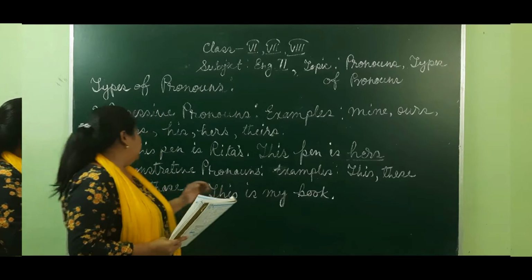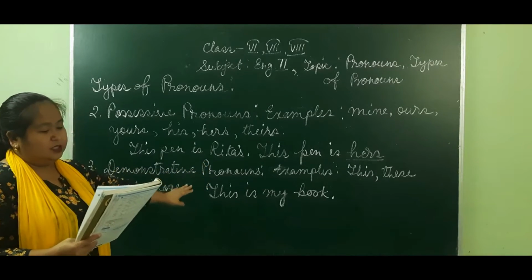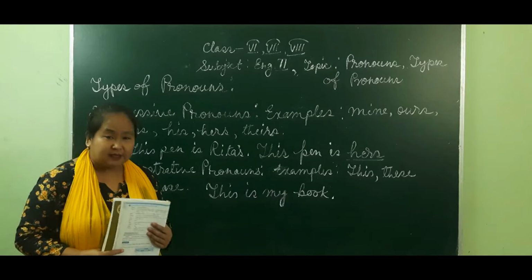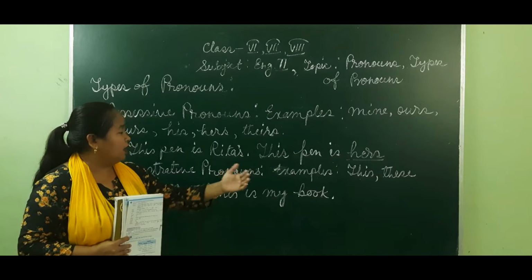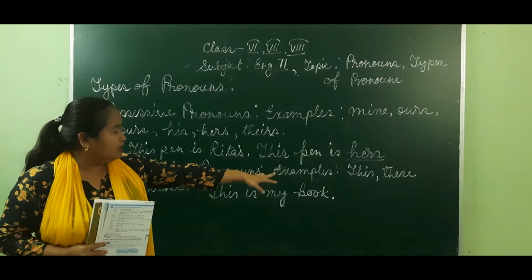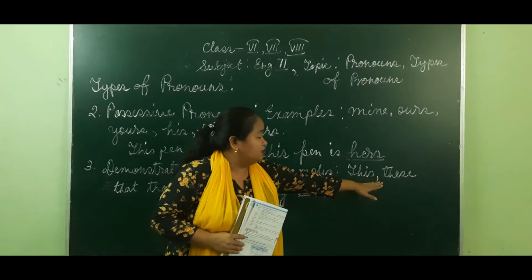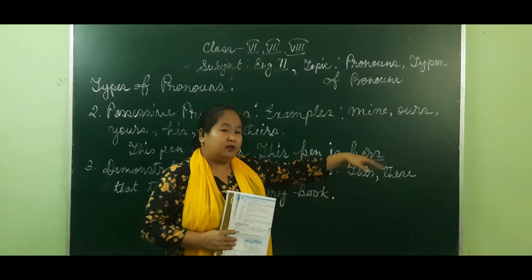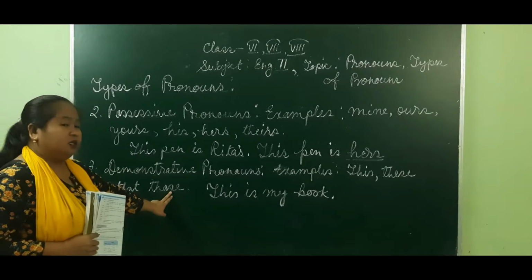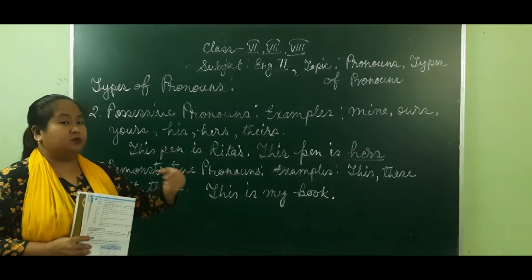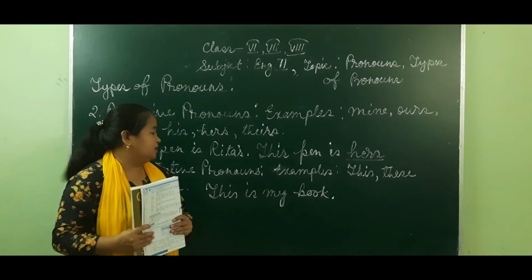Third type of pronoun is demonstrative pronouns. Demonstrative pronouns are words that indicate nouns in a sentence. Demonstrative means to demonstrate, to show, to show a noun in a sentence. Examples: this, these. This is used with a singular noun. These is used with a plural noun to refer to things which are close by. And that is used with a singular noun. Those is used with plural nouns to refer to things which are far away. This is a sentence example: this is my book.